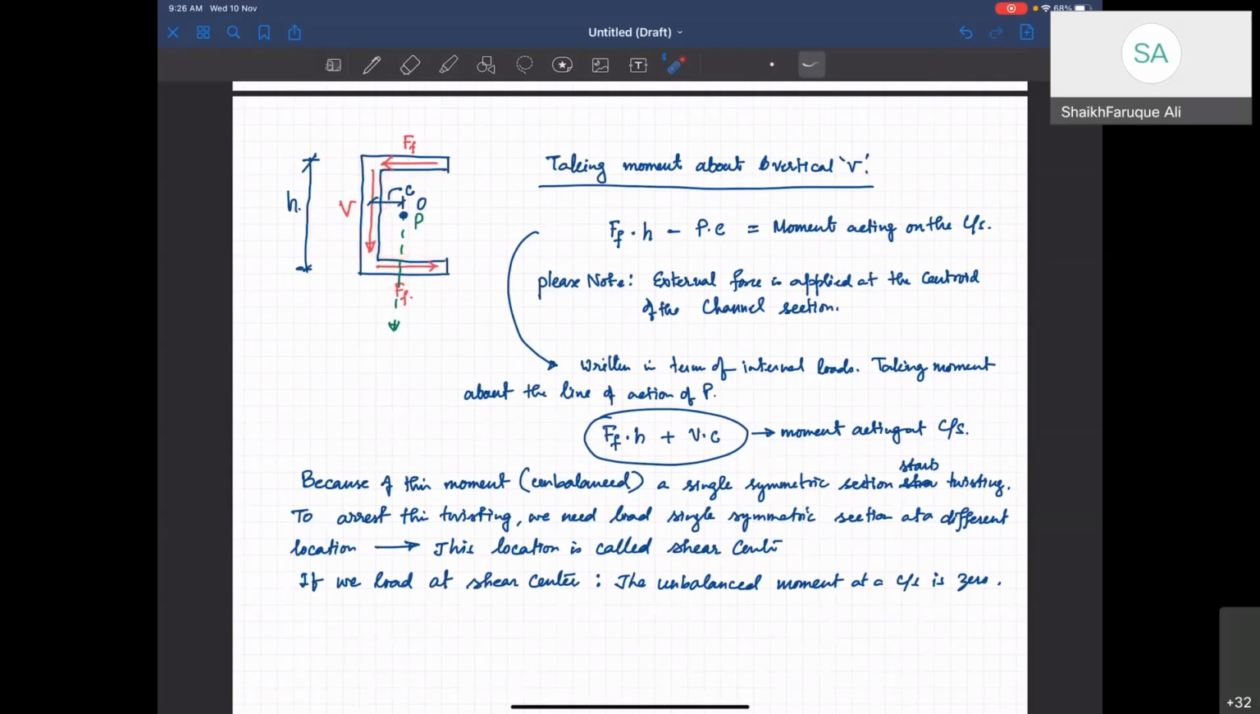Imagine that you have a section like this and you have given a load. Forget about internal stresses, internal loads. You have a structure like this and you have given an external load here. Which direction is it going to bend? It's going to bend in this direction only. Even if you put the load here, it is going to bend in this direction because that's not the shear center.